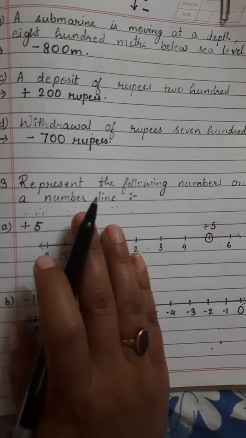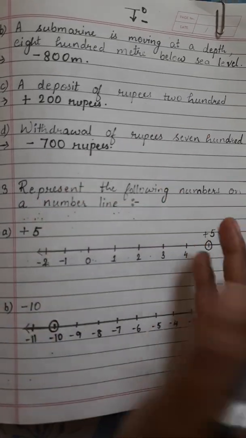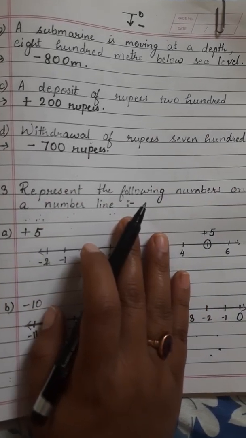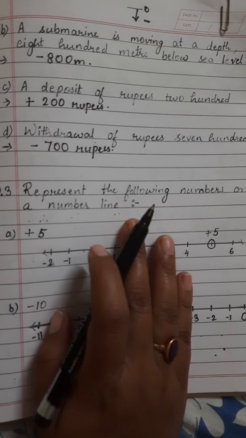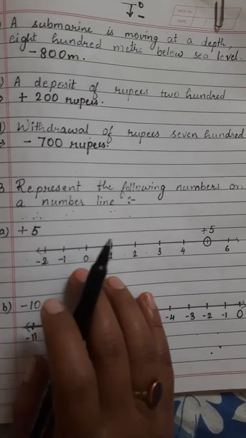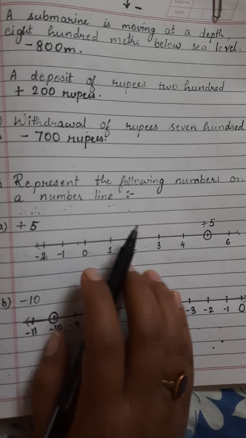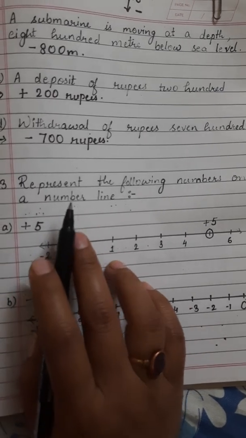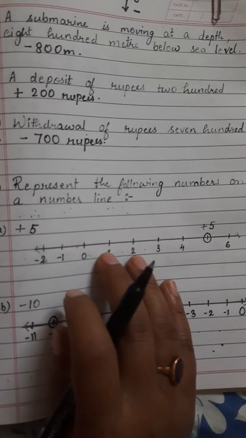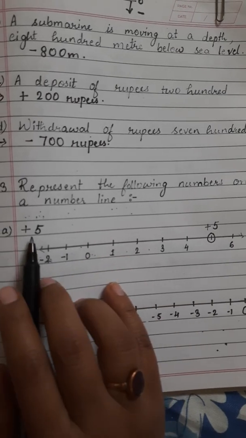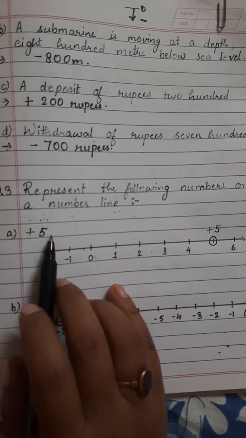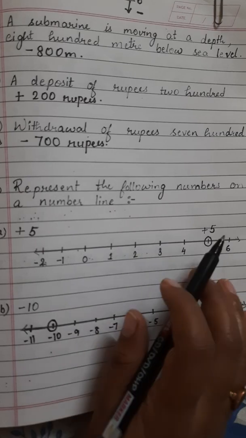That means positive, 0 as well as negative numbers should be there on that number line. So that number line we are talking about here. So we have to make that number line and represent the given number on that number line. So let's do it. First one is plus 5. You have to show plus 5 on this number line.